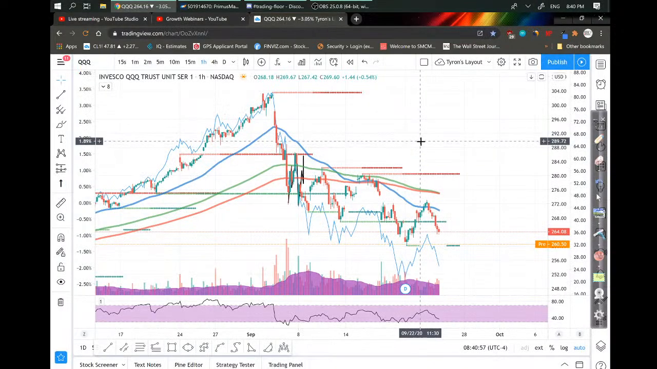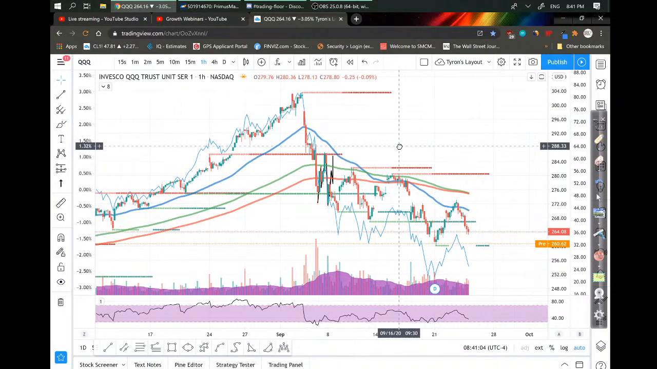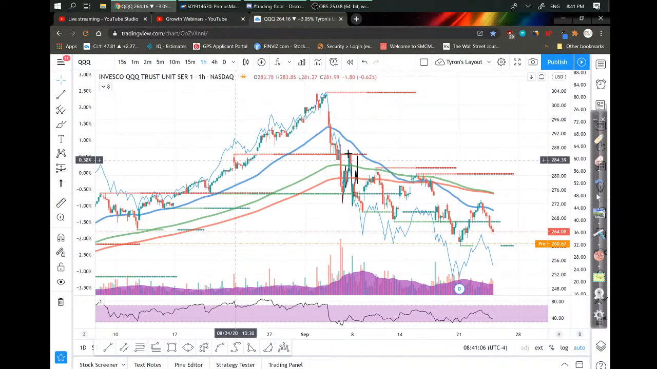Okay, so let's get this started now. Now you understand what supply and demand is. Prices go up when demand's higher. Prices come down when supply is higher, right? And we're using an example of QQQ here, okay?